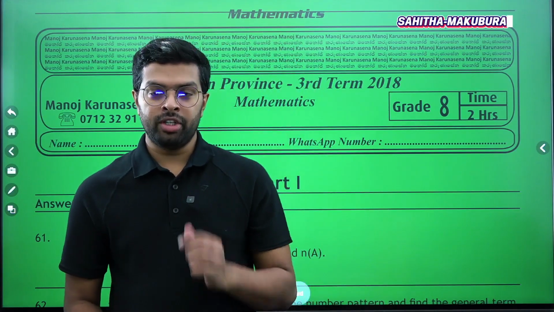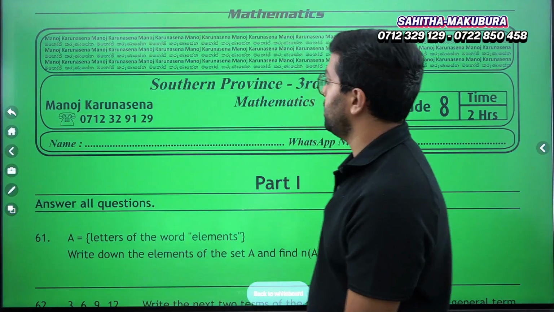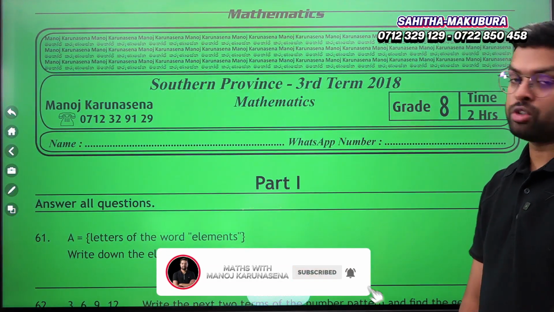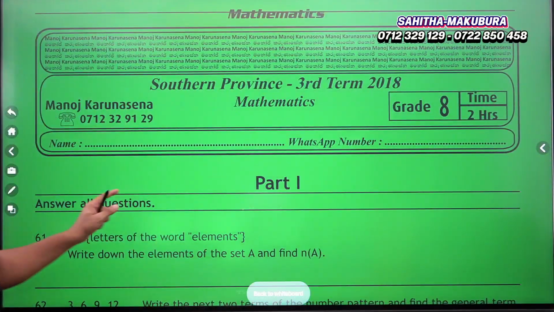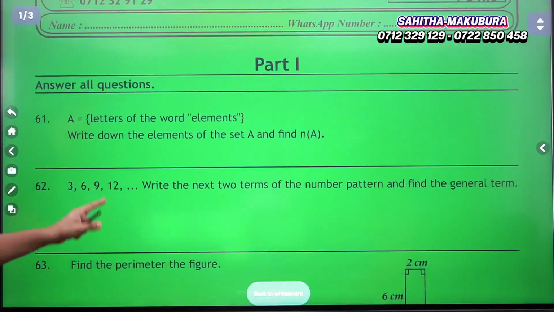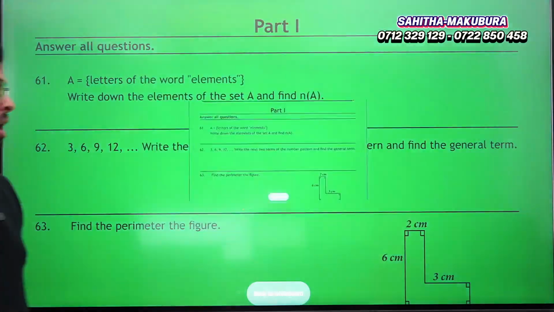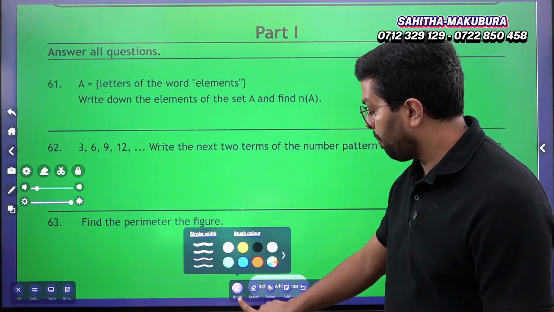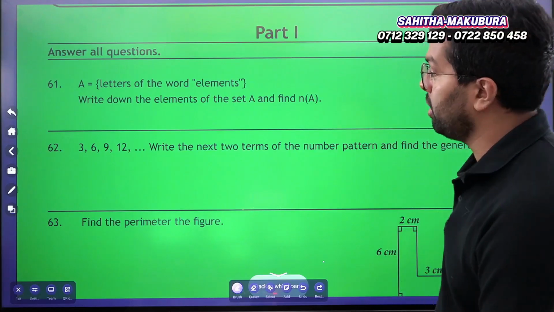Hello grade 8 students. Today we are going to discuss a third term test paper, a past paper. This is Southern Province 2018, the third term test paper. Let's go through these questions and see whether we can remember the theories that we have learned in grade 8. These questions will be very helpful for you to get prepared for your third term test, which is coming up in the next month, right?